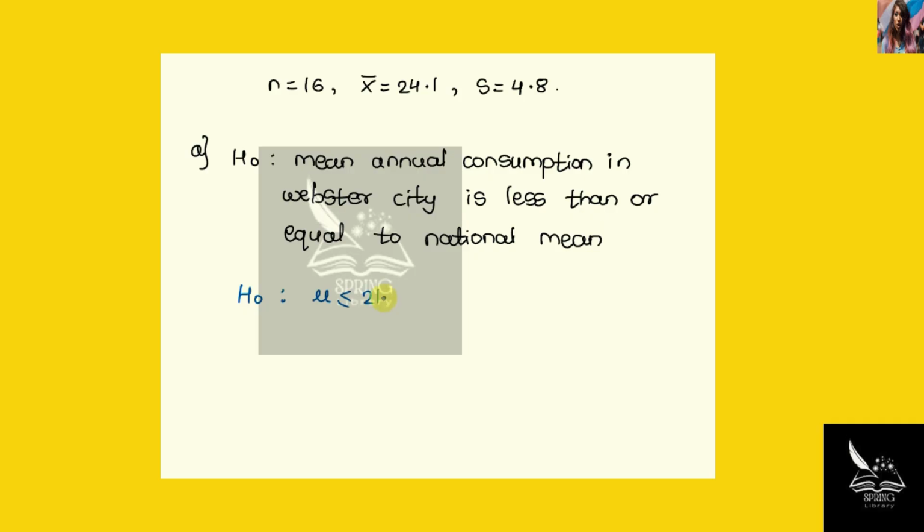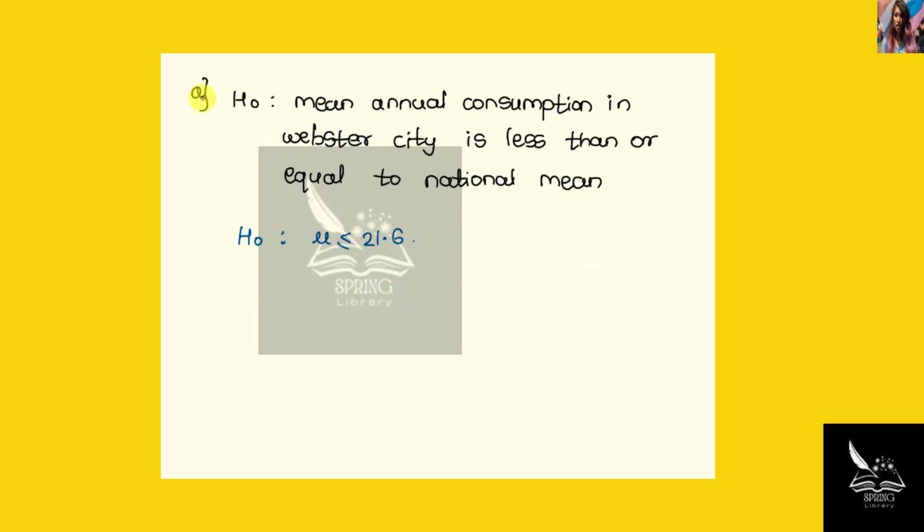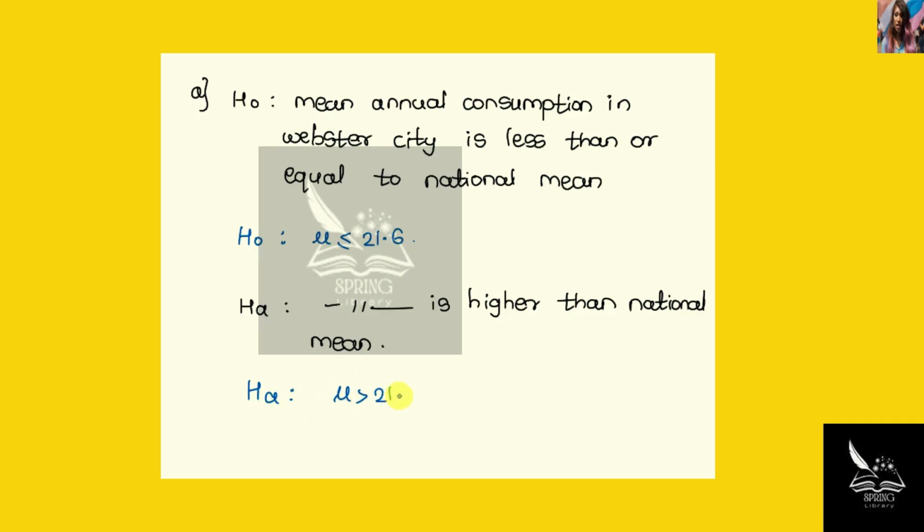That is, in symbolic form we can write H0 as mu is less than or equal to 21.6, and then the alternative hypothesis, which is given in the claim, HA, is that the mean annual consumption in Webster city is higher than the national mean. In symbolic form, HA is mu is greater than 21.6. So this is what we want to test.